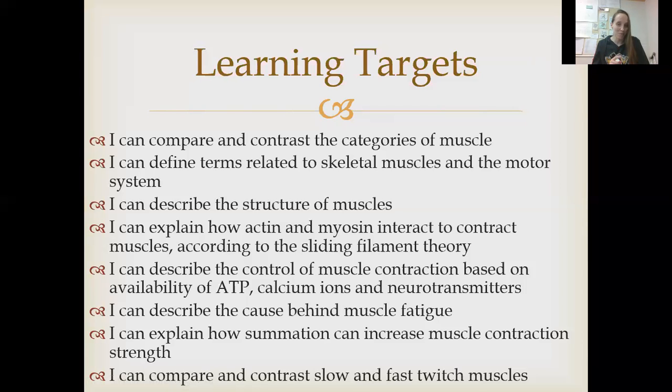Summation you might remember from the nervous system way back. Actually, no, you're going to talk more about summation in Bio 30, at the start of Bio 30. And then we're also going to talk about the difference between slow twitch and fast twitch muscles.